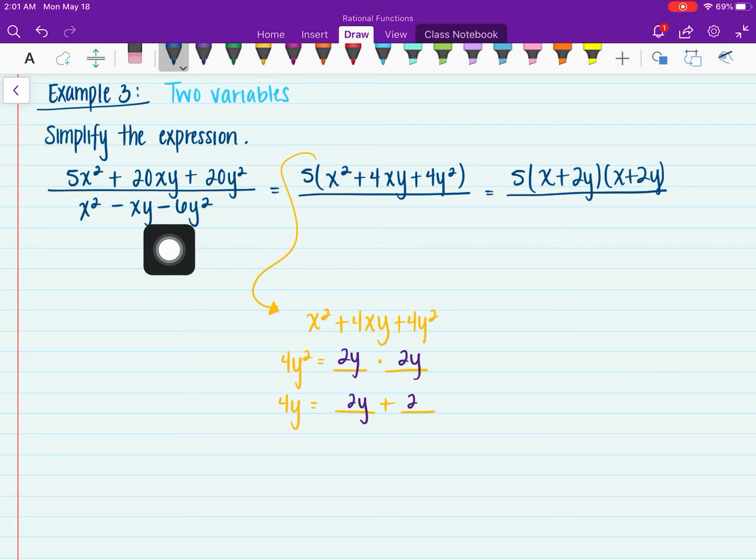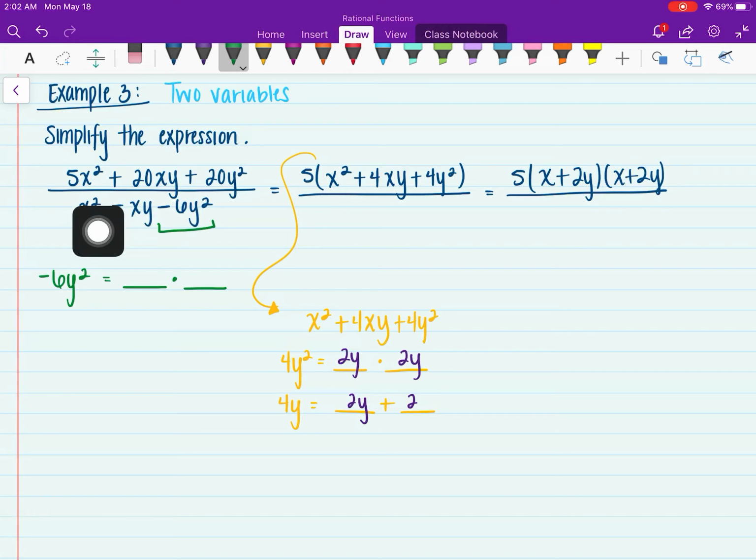Now let's move on to the bottom here. If we take a look at the denominator, we already have a leading coefficient of 1, so we don't have to do much work there. But I do want to focus on this term here. I'm looking for two factors that multiply to a negative 6y squared, but also add up to a negative y.